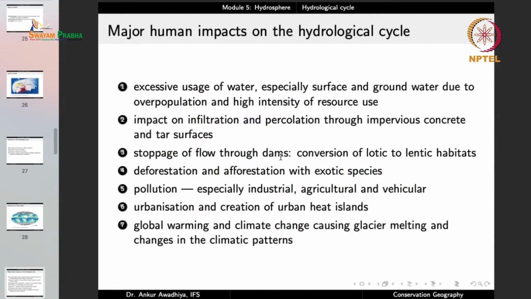We are stopping the flow of water through dams, converting the lotic habitats into lentic habitats. Now, lotic habitats are those habitats where the water is moving. Lentic habitats are those habitats where the water is standing. So we are stopping the flow of water. Now, when we talk about the hydrological cycle, the water that was falling on the ground was moving towards the oceans through the streams, through the rivers. Now, when we stop that water, what happens is we create an artificial wetland. Now, this artificial wetland may be in a location that is having impervious rocks. So, in that case, this wetland will not be aiding in the groundwater recharge.